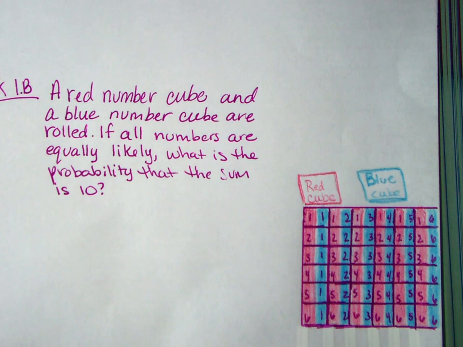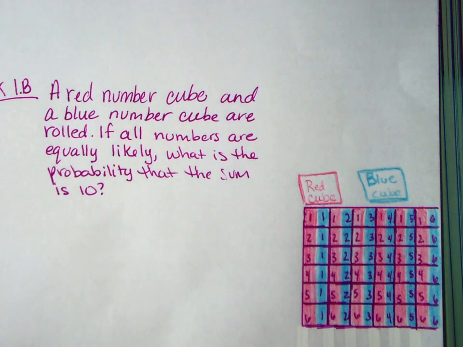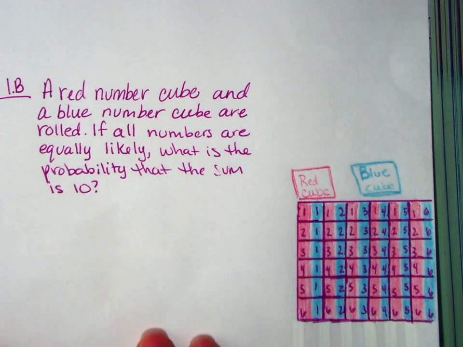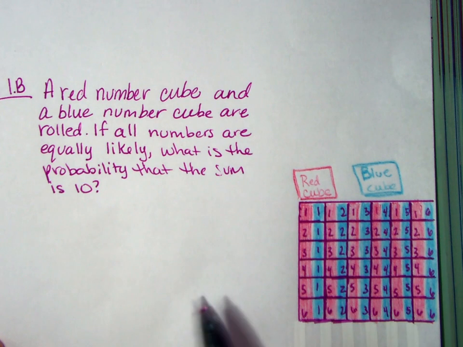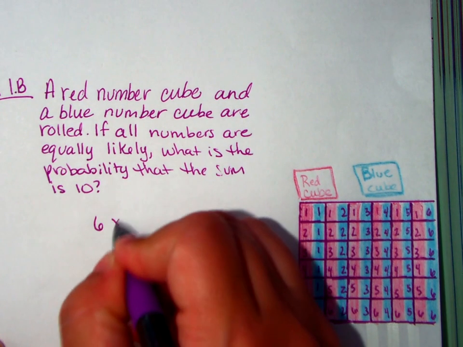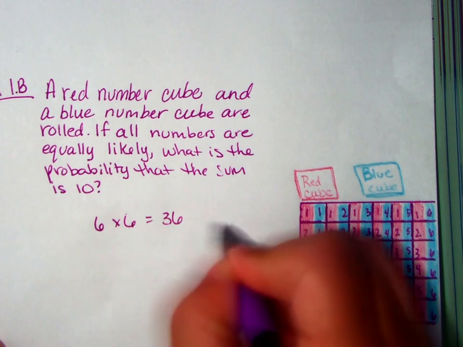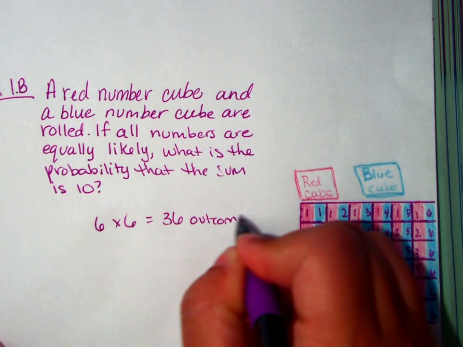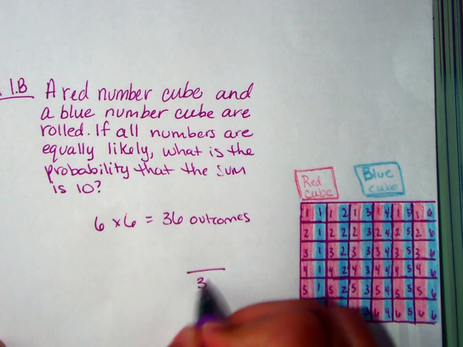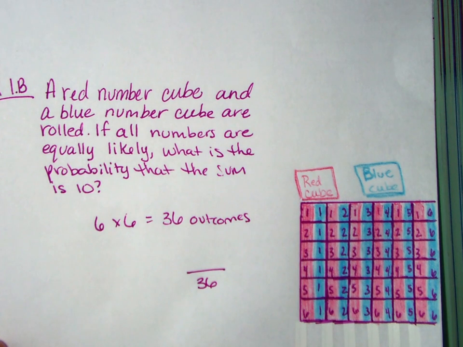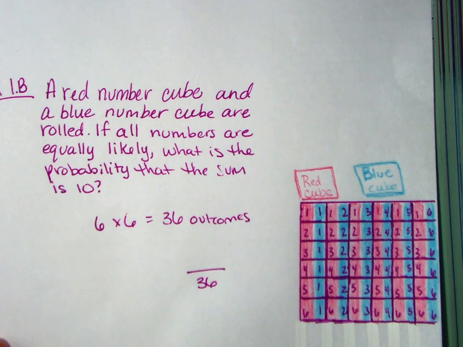Okay. So first, we need to know what our sample space is. So instead of counting all of these little boxes, we know that they are both 6-sided. So 6 times 6, there are 36 outcomes possible. Okay? Now, that is my denominator number. Okay? So our question is, if all numbers are equally likely, what is the probability that the sum is 10?